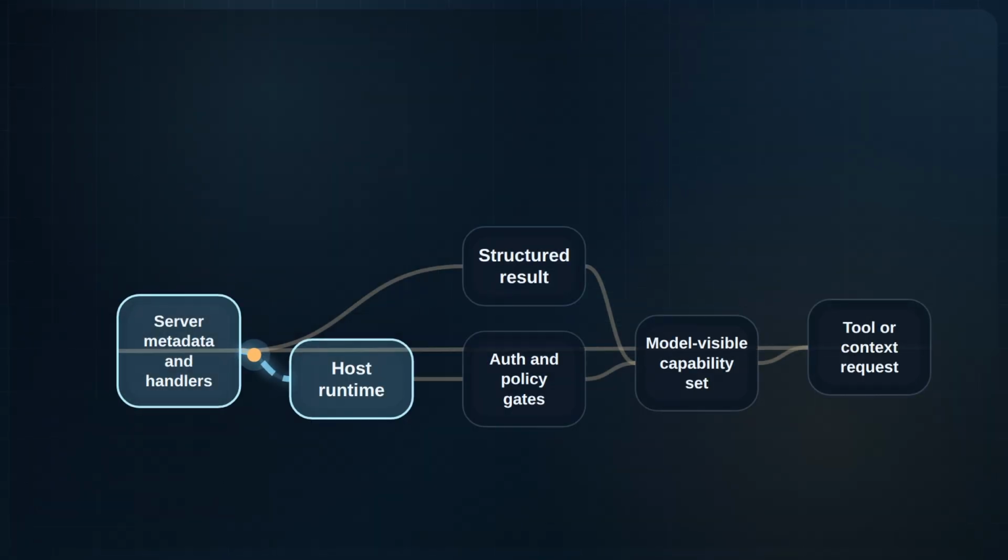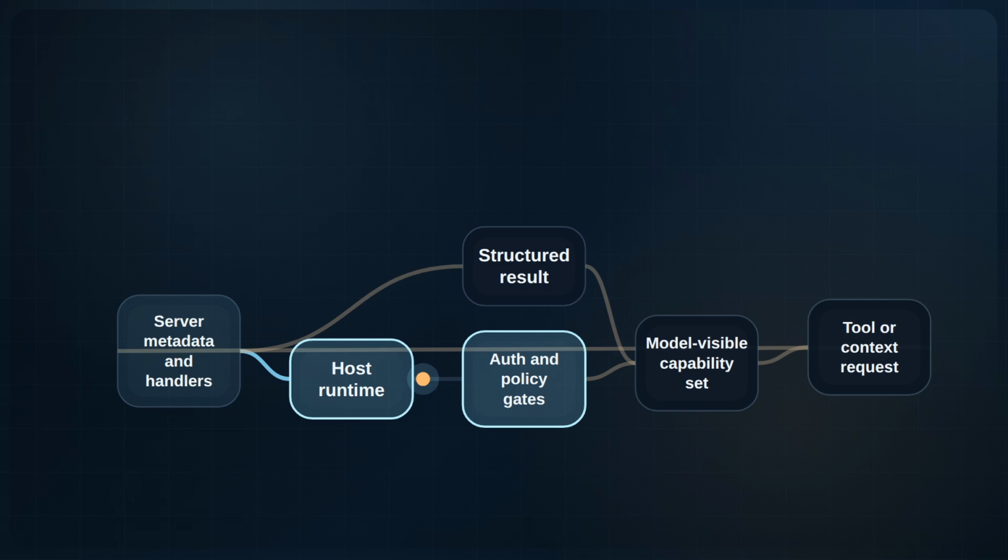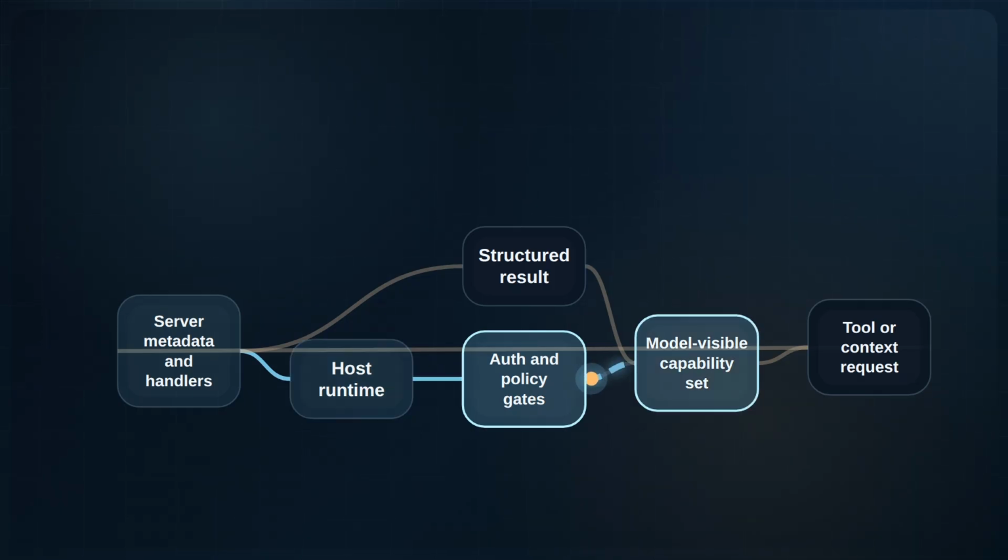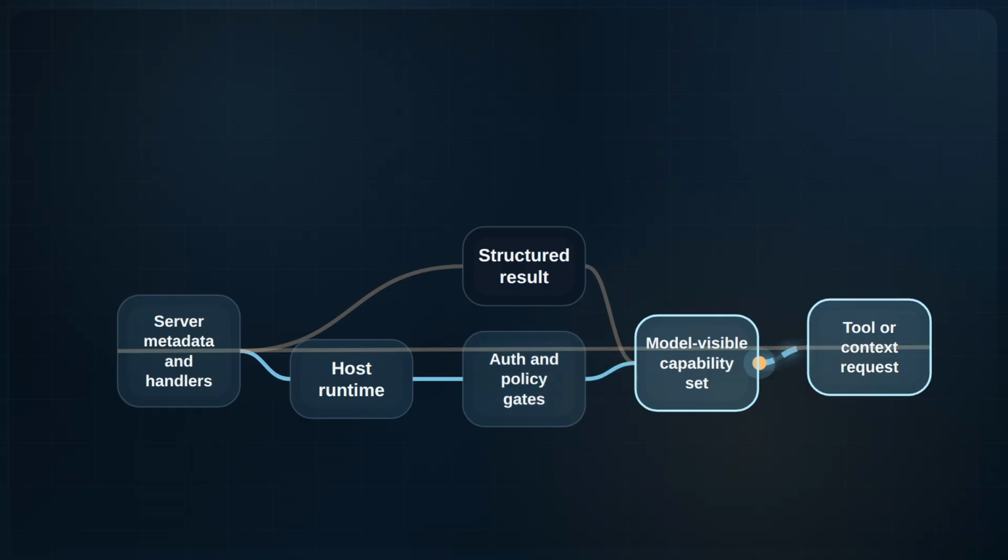When people say MCP lets the model use tools, they usually skip the machinery that makes that safe enough to trust. The actual loop is discover, gate, call, and return. First, the server describes what it can do. Then the host validates the server configuration, applies transport and auth rules, and decides what should be exposed. Only then does the model see a named capability surface.